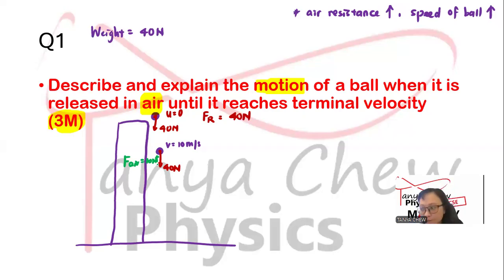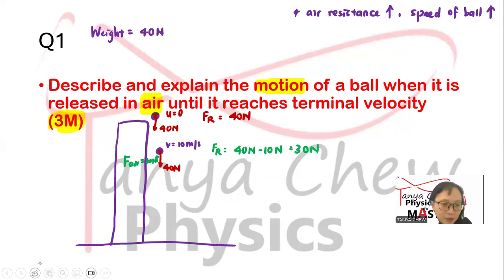Now, because there are two forces acting on the ball, one is downwards, which is 40 Newton. The other one is upwards, which is 10 Newton. You know that force is a vector quantity. To find the resultant force, you need to consider one direction as positive. The opposite direction would take a negative value. I will put negative to air resistance. Upwards is negative, downwards is positive. Therefore, my resultant force will be equal to 40 Newton minus 10 Newton, which is equal to 30 Newton.